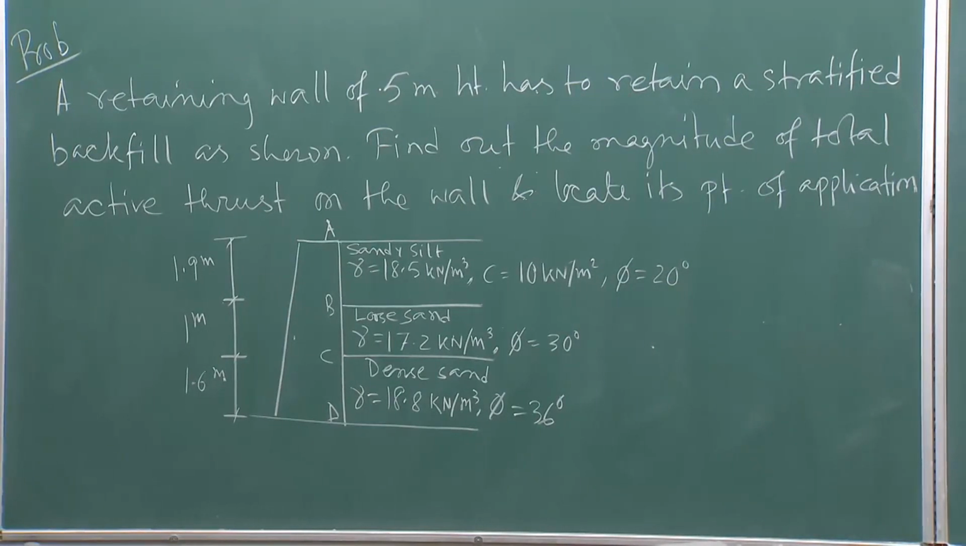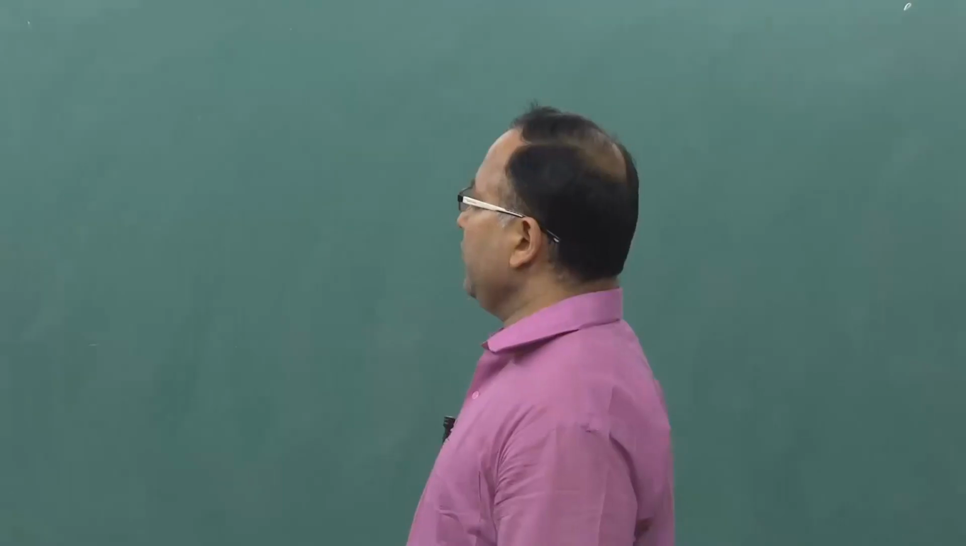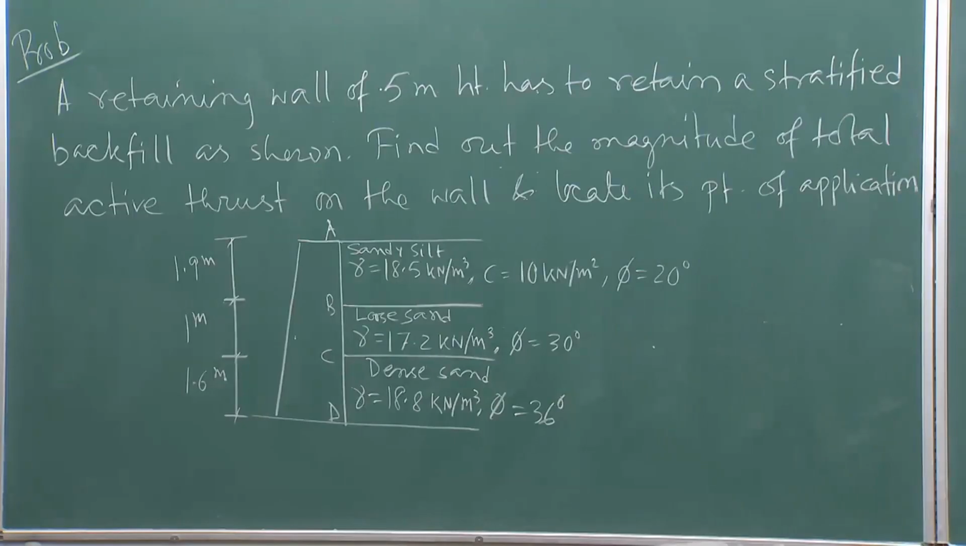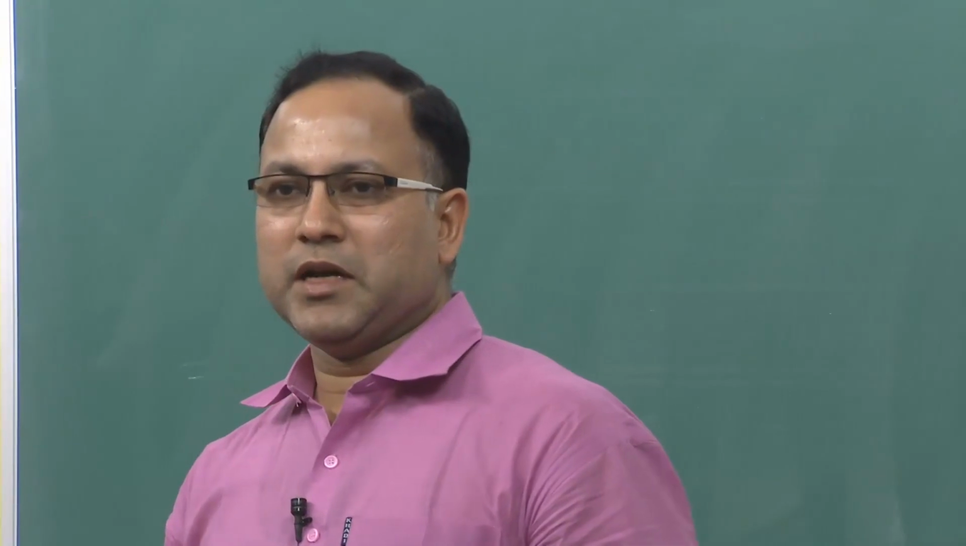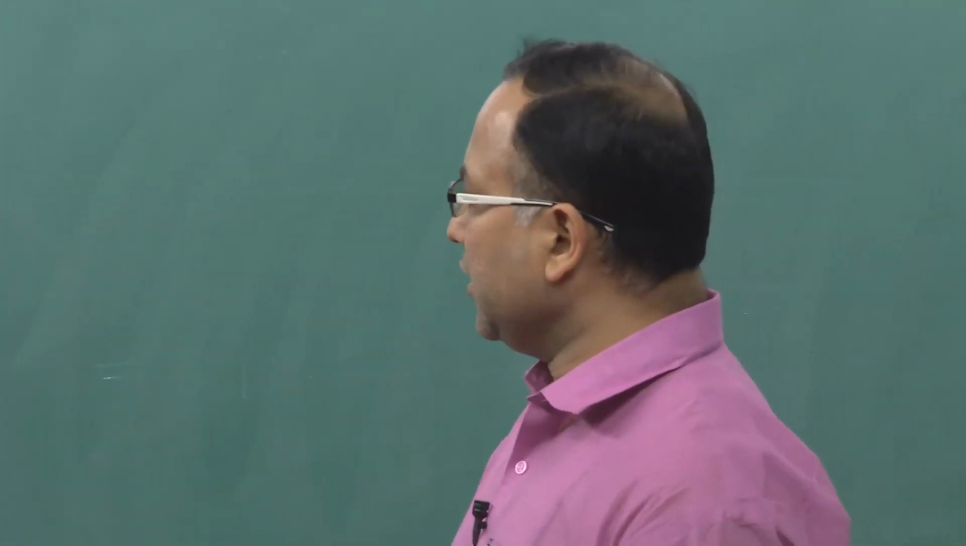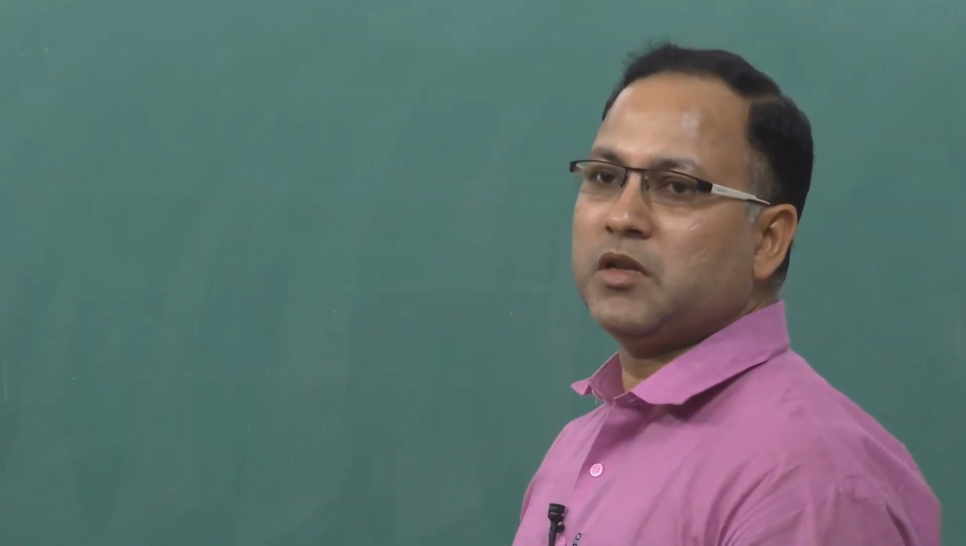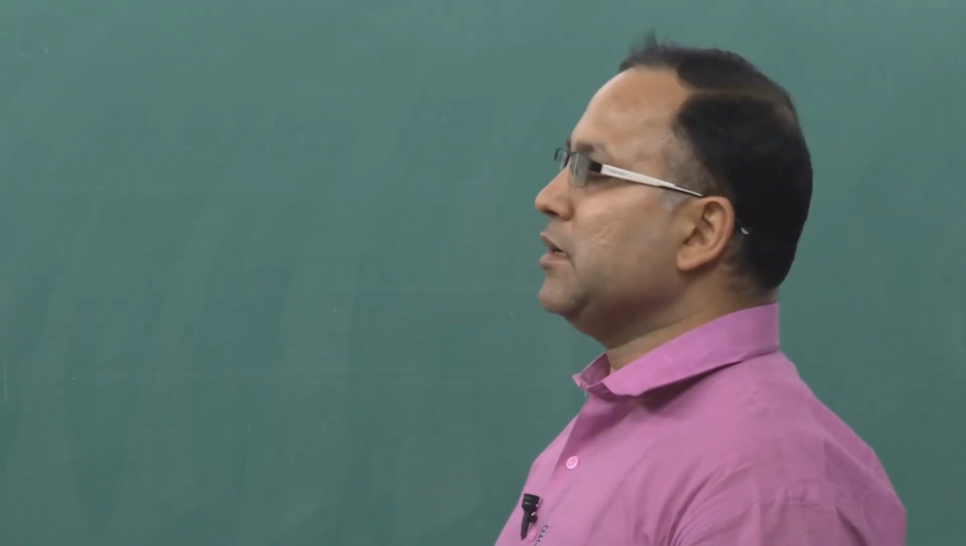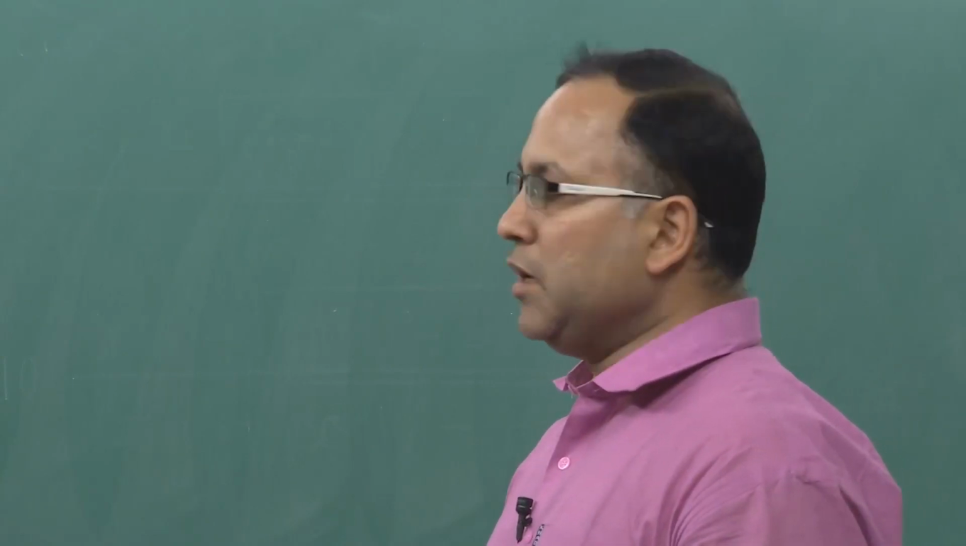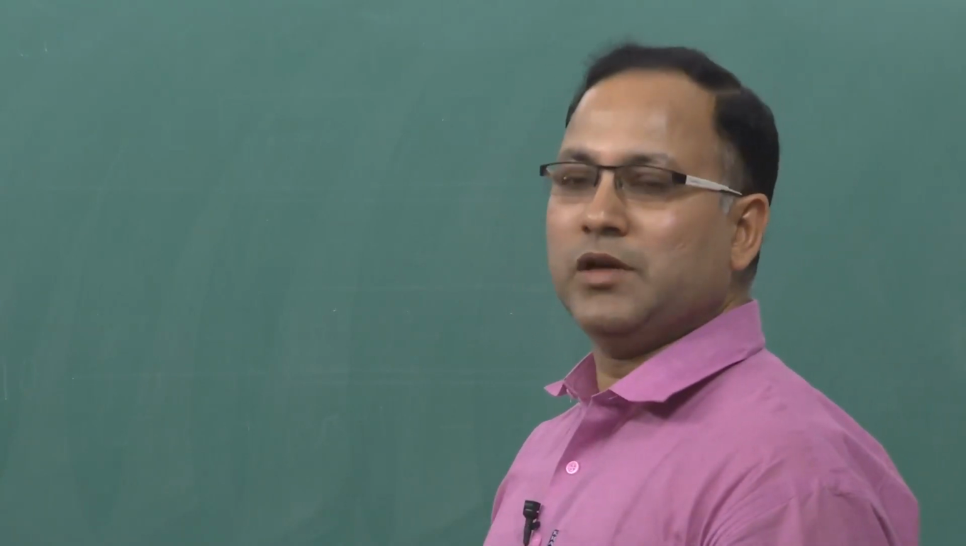The problem says a retaining wall of 5 meter height has to retain a stratified backfill as shown. Find out the magnitude of total active thrust on the wall and locate its point of application. Now, if you see, this problem is a little bit different from the problems we solved in the earlier classes. Here the top layer has cohesion, whereas in the earlier problems all the layers were cohesionless soil. Now, you have cohesion in the top layer, so you have to consider that.